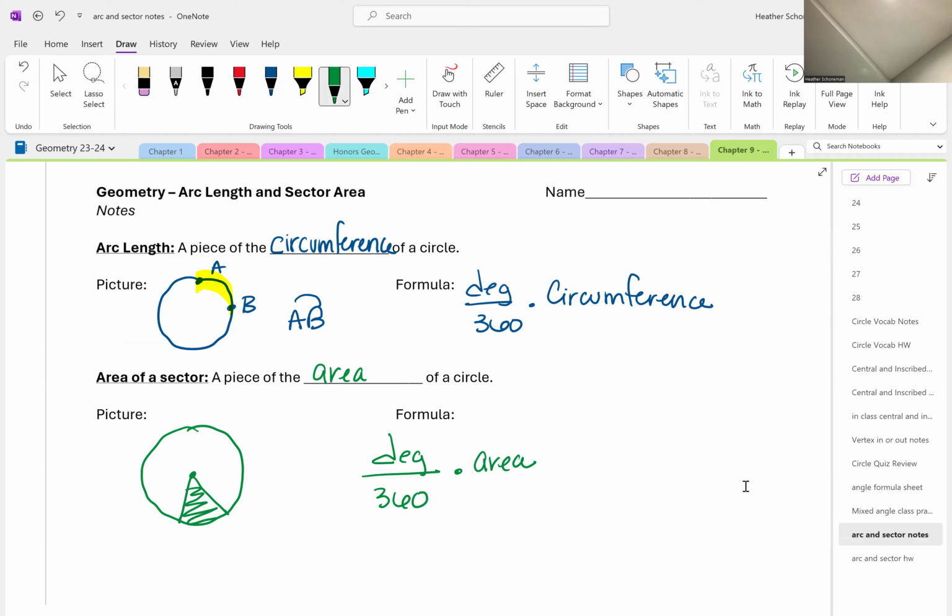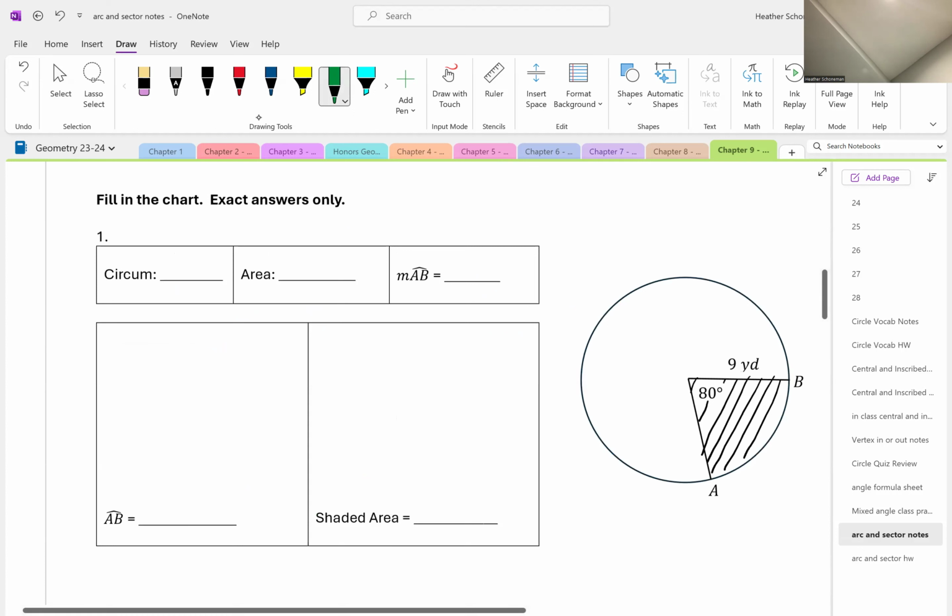All right, now that we've got those, let's go ahead and practice using them in our formula. So on the first one, if the radius over here is 9 yards, that means the circumference is 18 pi yards, and the area is going to be 81 pi yards squared.